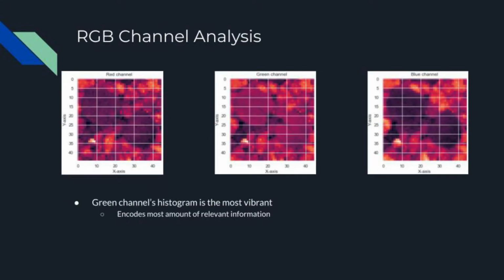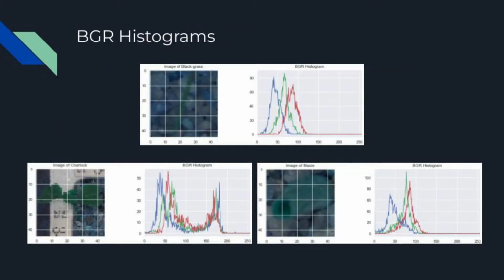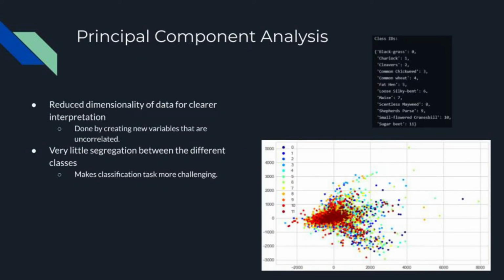Using RGB channel analysis, we found that the green channel contains the most encoded relevant information for this project, and using BGR histograms, we found interesting differences in the color and tonal variations among the different classes. To gain an even deeper level of understanding of the dataset, our team decided to use principal component analysis, which is a technique for reducing the dimensionality of this dataset, increasing the interpretability, but at the same time minimizing information loss. This is done by creating new variables that are uncorrelated to represent multiple features in the image data.